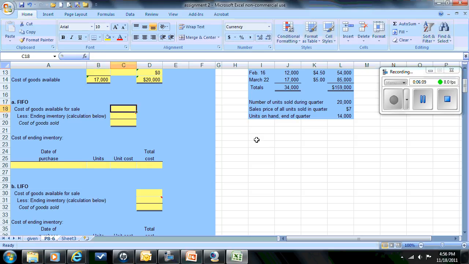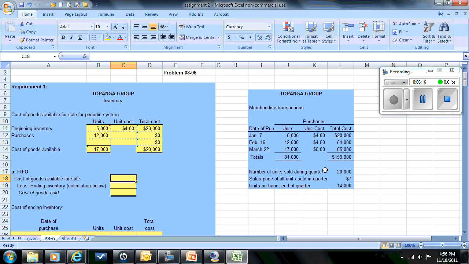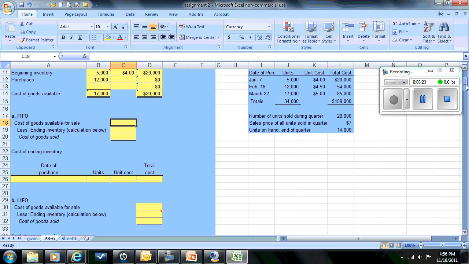Next, we move down. The first method we're going to use is FIFO, which says that the first units that we purchase will be the first units sold, meaning that the last units that we purchase will remain in ending inventory. So our cost of goods available for sale is going to be calculated in the chart above. This isn't the final answer. We next have to determine our ending inventory.